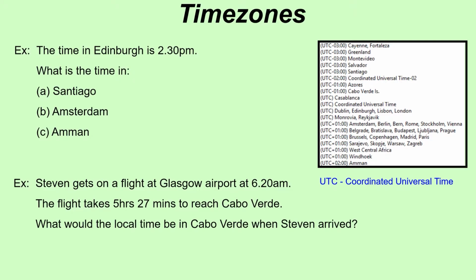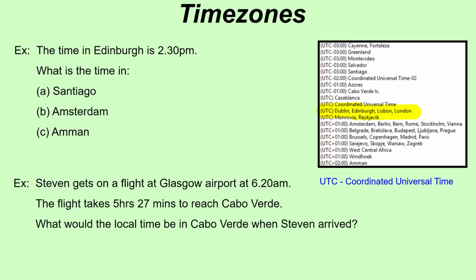So here, if we look at the first example, we're going to look at the time in Edinburgh as 2:30 p.m. We're going to use that as our starting point, and we're going to transfer that into different time zones. So here, if I just highlight on the table, we've got Edinburgh here, and we're looking first of all for Santiago.